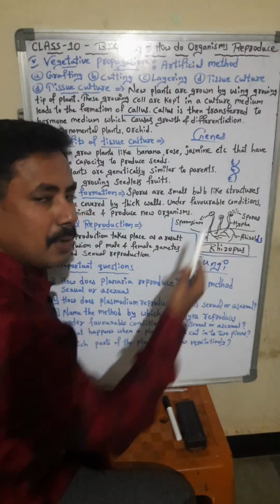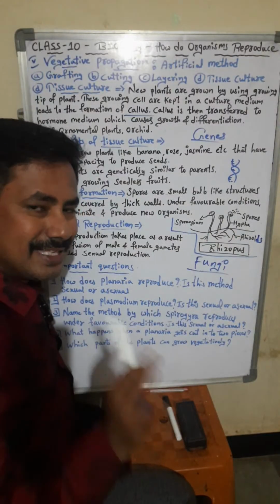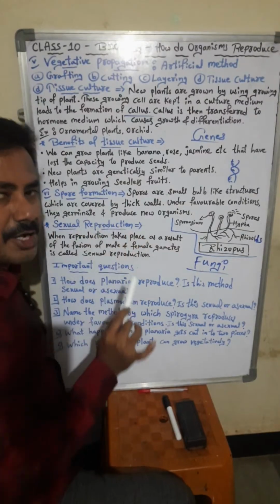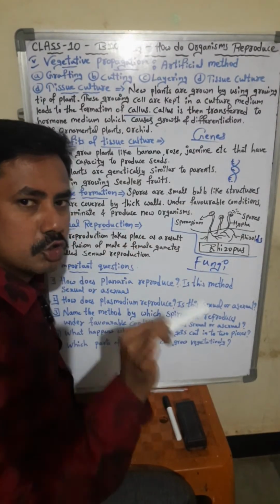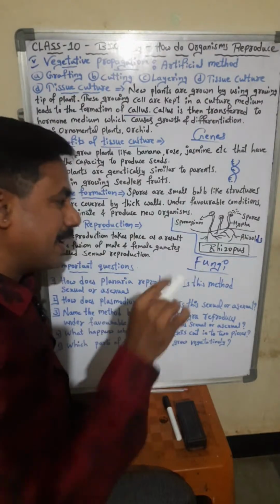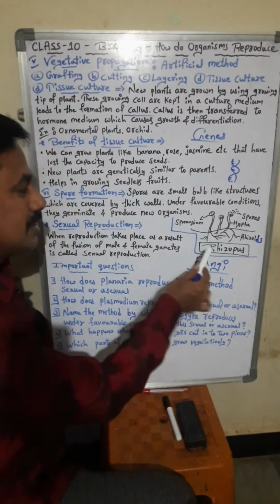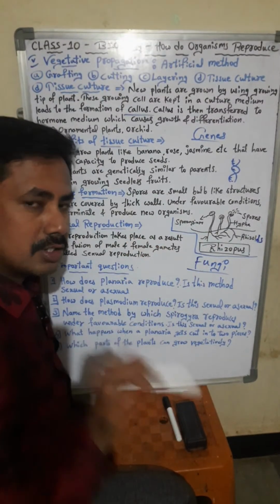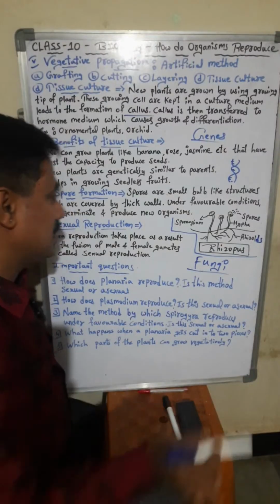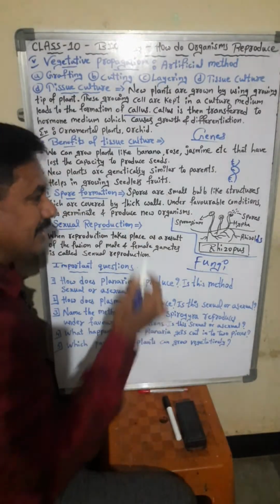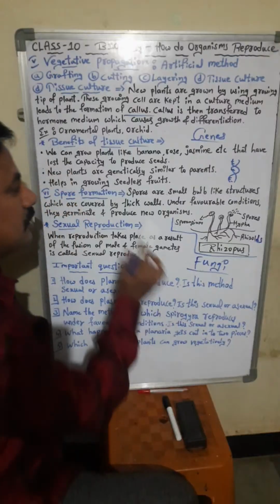So this type of mode of reproduction is called spore formation. Actually it is an asexual mode of reproduction, only one parent is involved. This is the last type of mode of asexual reproduction in your syllabus. So let's see what this definition is telling.